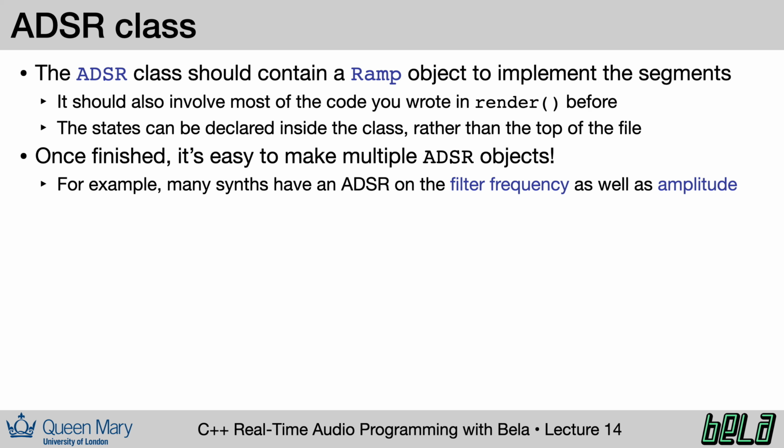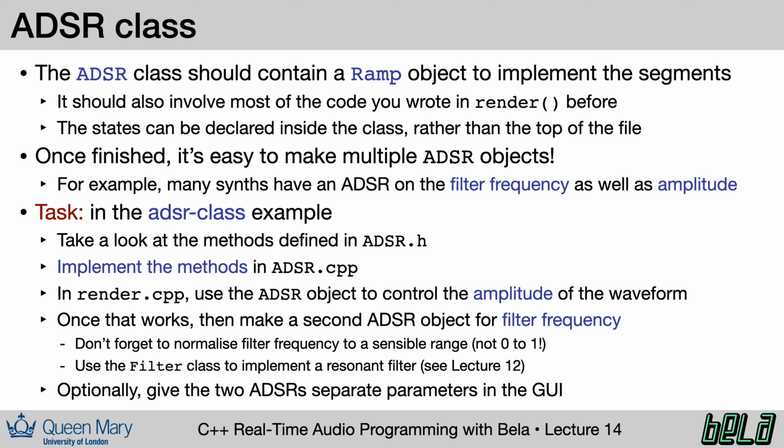The ADSR class should involve most of the code that you previously had inside of your render function, but it's going to have to be moved into process and into other methods of the class. We can declare the different states that we might be in inside the class itself rather than at the top of the render file as we did before. The idea of doing all of this is that it's very easy then to make multiple ADSR objects within a project. For example, it's very common in modular synthesis for the filter cutoff frequency to have an ADSR on it as well as the amplitude. This brings us to our next task.